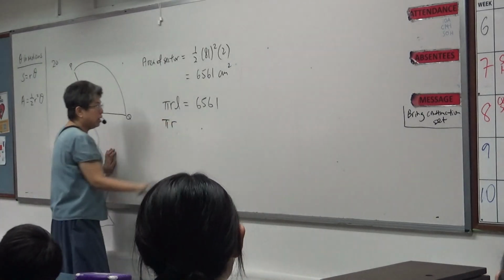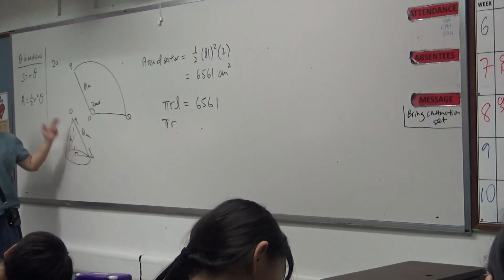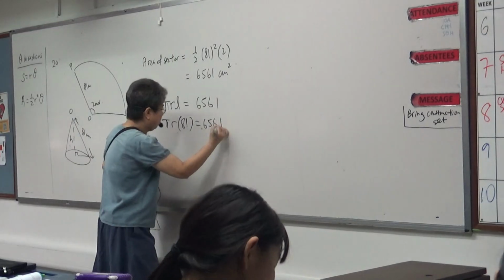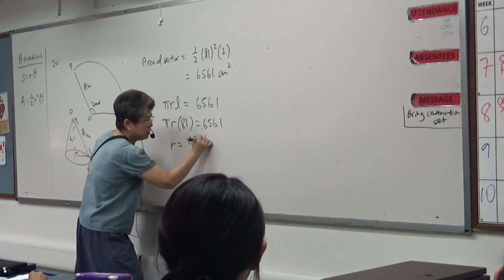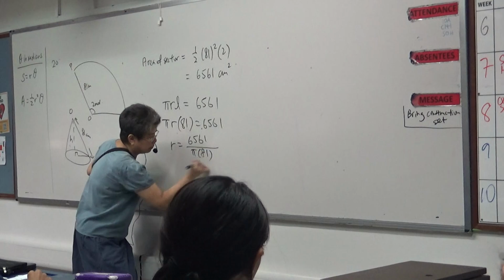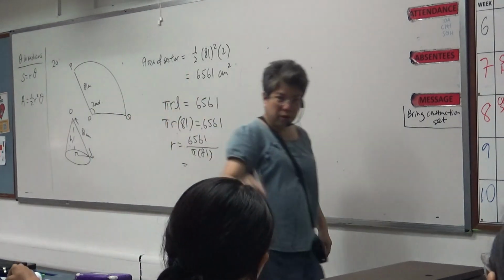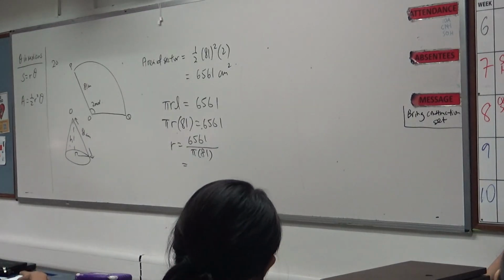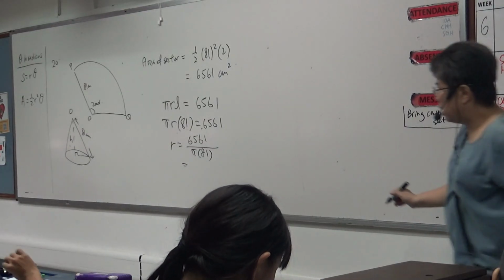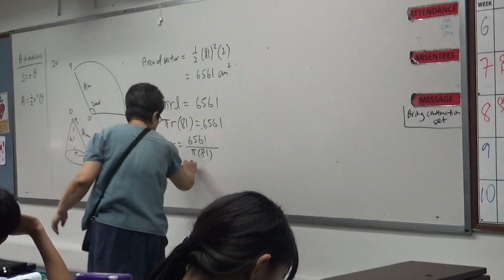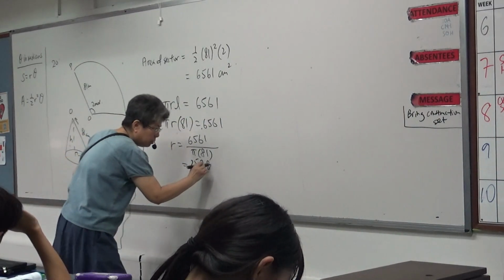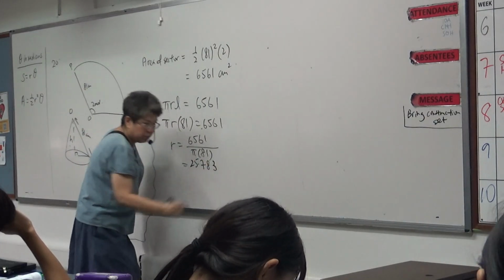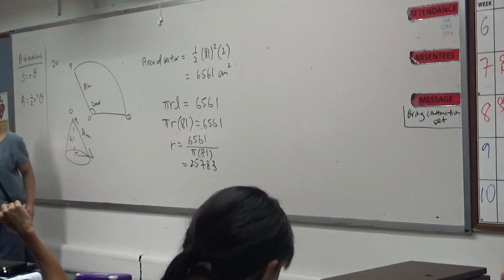Pi I know, r I don't know. What's l? 81. How to find r? 6561 divided by pi times 81. Give me to 5 truncate. 25.783. Is this correct?